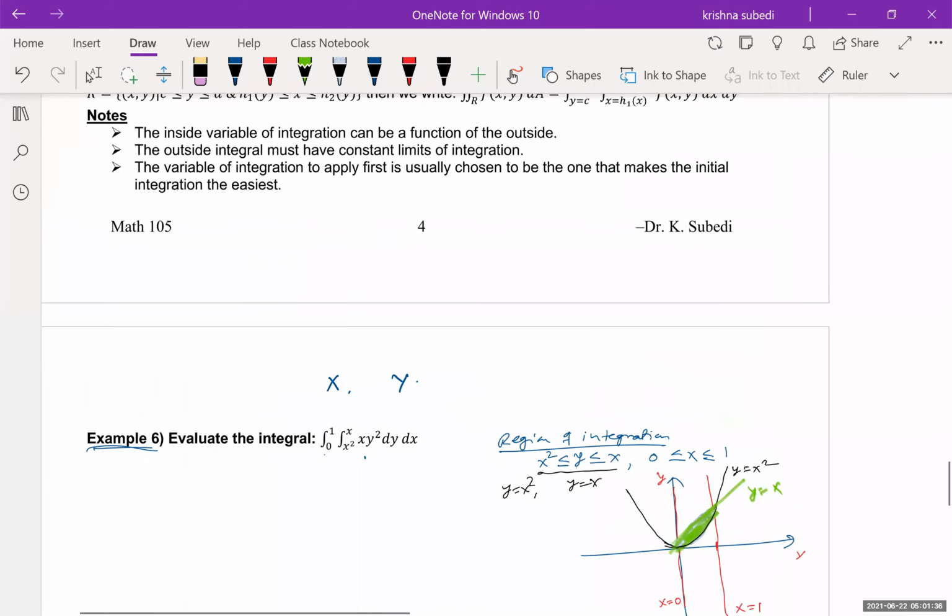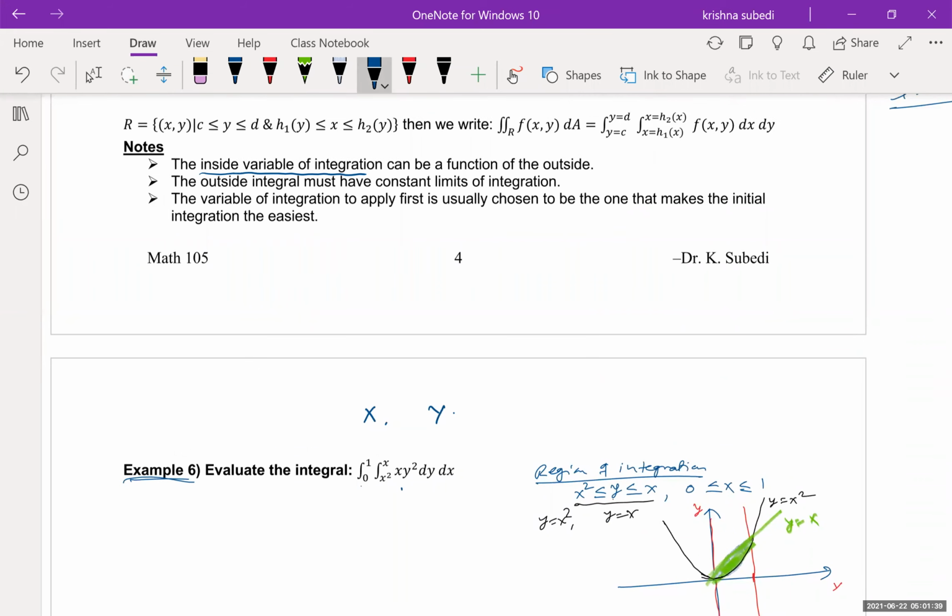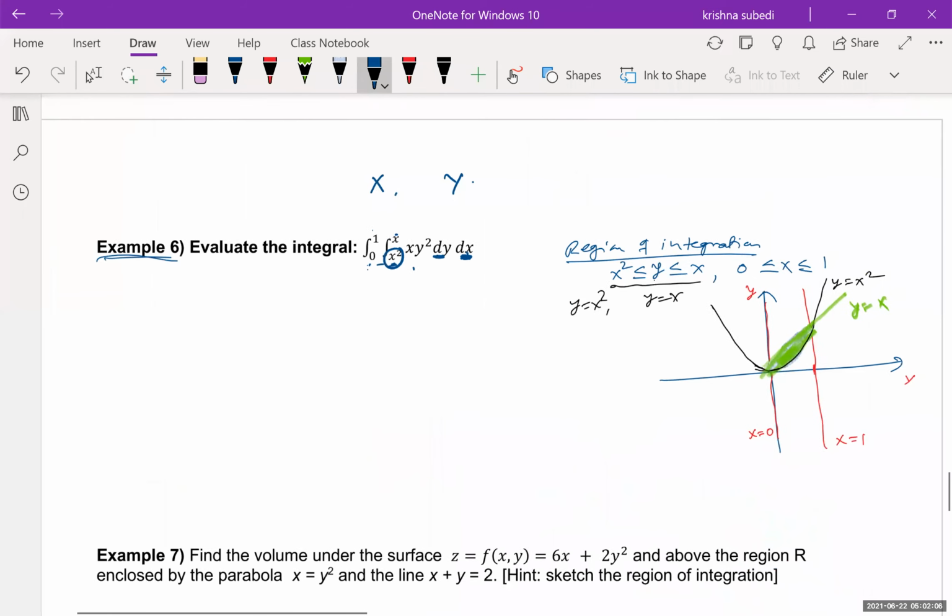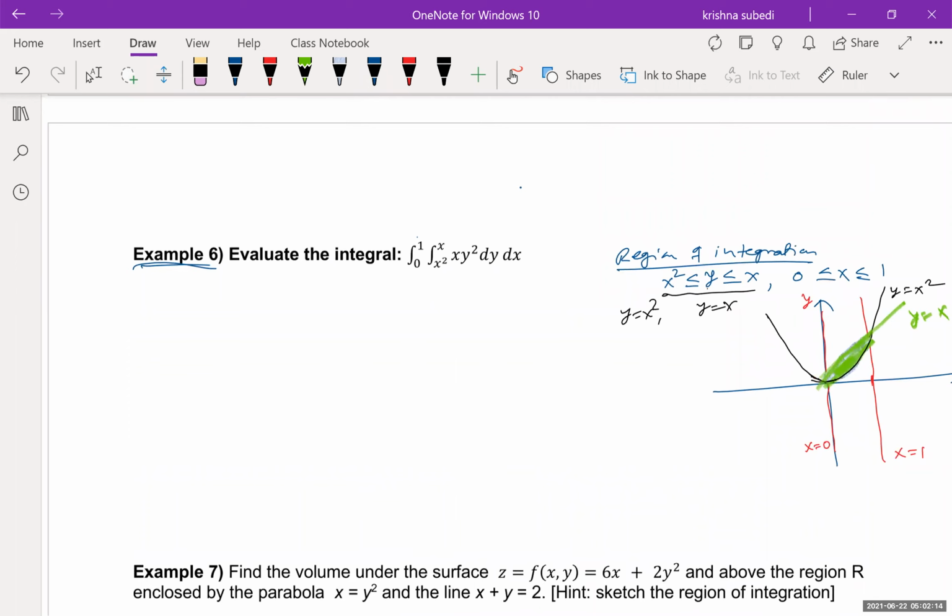Here are 3 points to remember. The inside variable of an integral can be the function of outside. The inside variable is y, so the limit can be the function of outside variable, which means limit can be the function of x. The outside integral must have constant limit. So remember, outside always should be a number. It cannot have variable. Keep in mind these two things. Now, let us try evaluating this limit. So first, let us take inside integral.